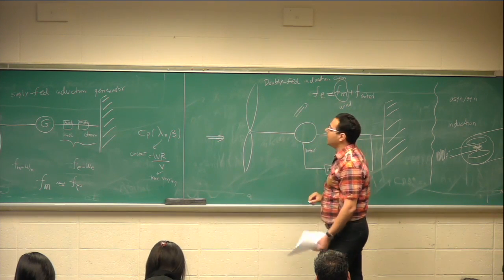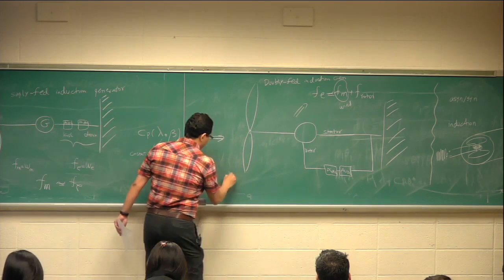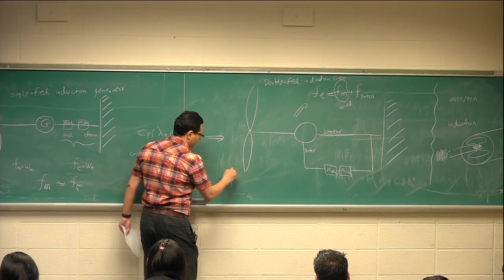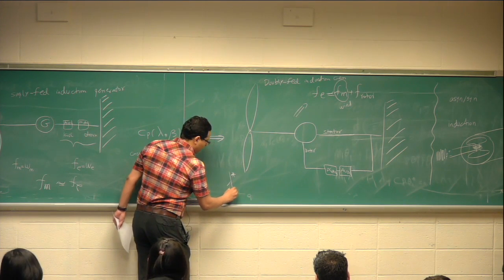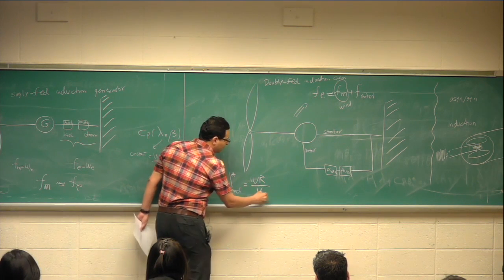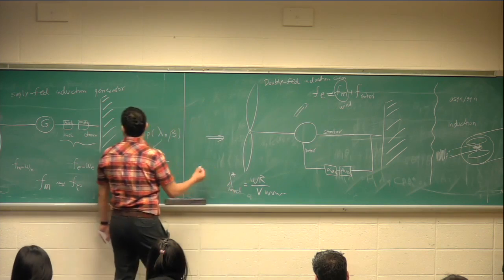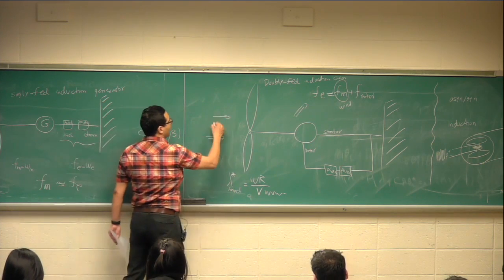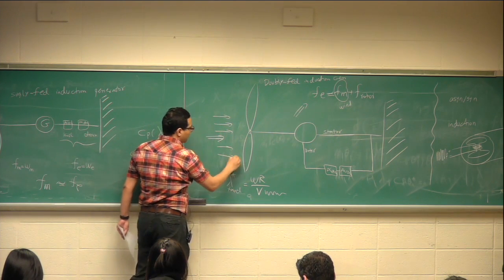So the main idea is that to maximize efficiency, lambda should be optimized. This is fixed. It's omega r over v. V changes in real time. This is the speed which changes in real time. Wind changes in real time.